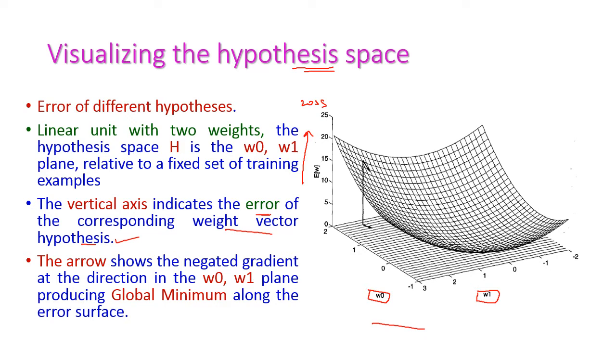Here one arrow indicates the negated gradient in the direction of W0, W1. See, the arrow moves downwards along W0 and W1, heading to the global minimum along the error surface. The global minimum will be somewhere here. This place is the global minimum. So the error indicates the global minimum point of this entire hypothesis space.